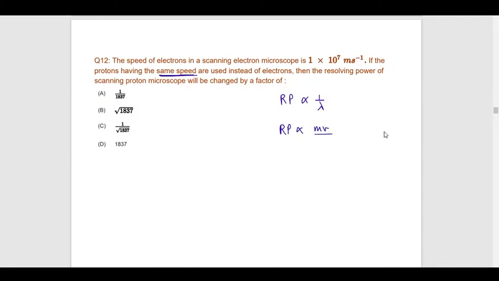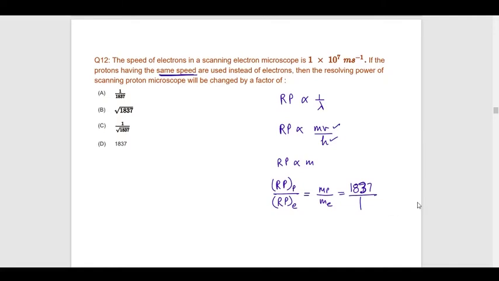h divided by mv, right? So the inverse of lambda will become mv upon h. Now in this case, h is a universal constant, and the question says that the speed of both electron and proton are the same. So therefore, resolving power in this case should become proportional to the mass of the particle, or the resolving power of protons to the resolving power of electrons should be equal to the mass of proton to the mass of electron, and this is 1837 to 1.